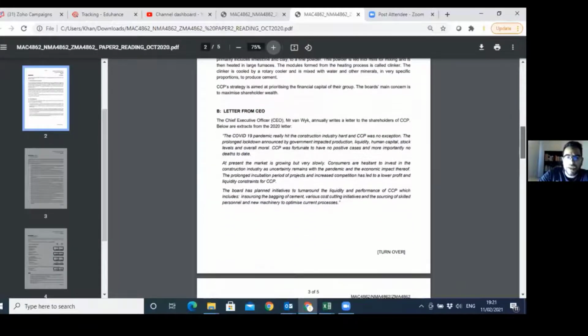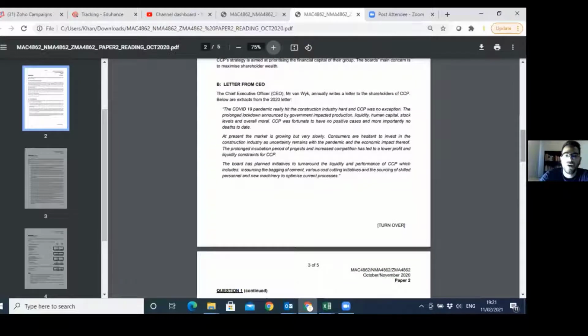Okay, so let's look at the letter from the CEO. The CEO, Mr. Van Wyk, annually writes a letter to the shareholders of CCP. Below are extracts from the 2020 letter. The COVID-19 pandemic really hit the construction industry hard, and CCP was no exception. The prolonged lockdown announced by government impacted production, liquidity, human capital, stock levels, and overall morale. CCP was fortunate to have no positive cases and, more importantly, no deaths to date.